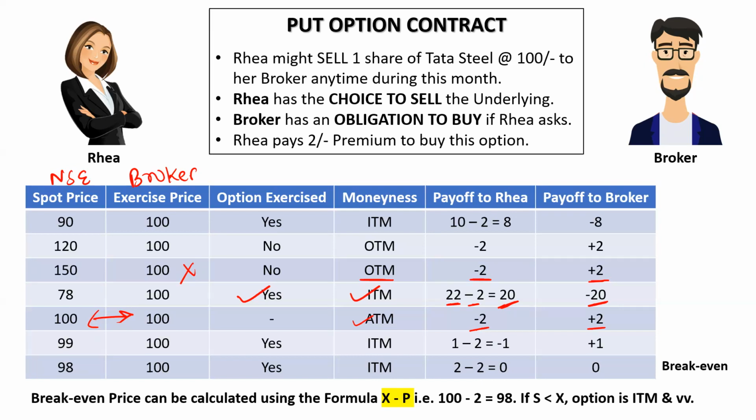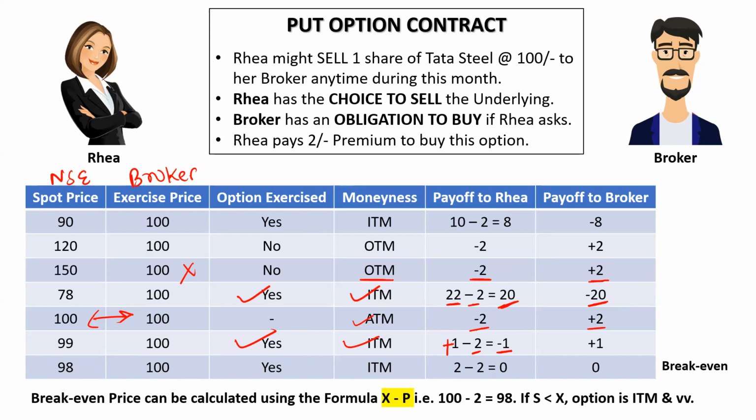If the price is 99, now you can sell it in the NSE at 99 or to the broker at 100. Obviously, you will want to sell it to the broker at 100. The option is exercised. It's an in the money option. You are making a profit of 1, but you have paid a premium of 2. So you are making a net loss of 1.